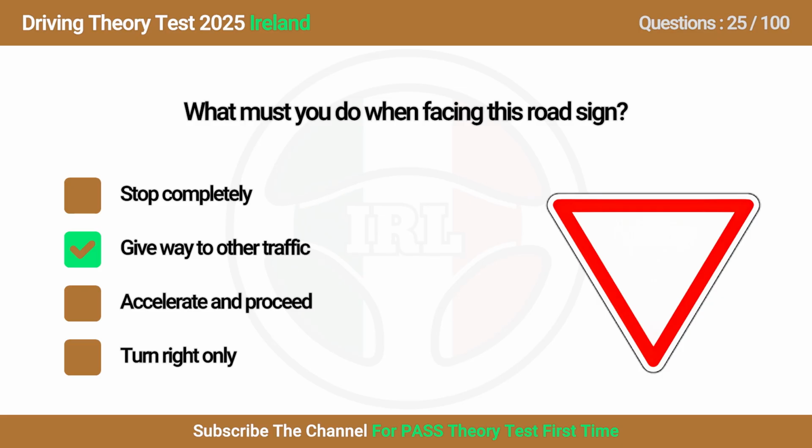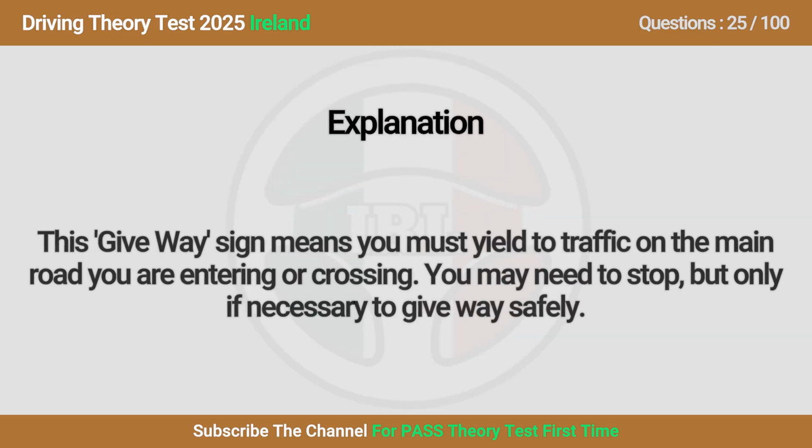Answer is B, give way to other traffic. This give way sign means you must yield to traffic on the main road you are entering or crossing. You may need to stop, but only if necessary to give way safely.